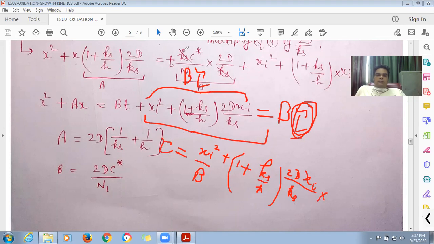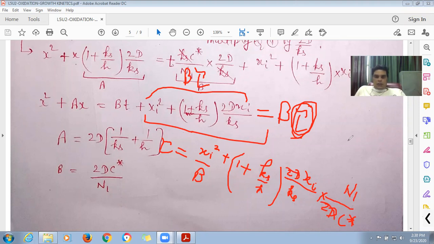Now what is the value of b? That is 2d c star upon n1. So I will place 2d c star upon n1. So 2d will cancel out each other. Okay. So what I will get is this.